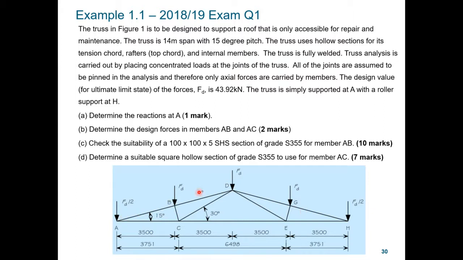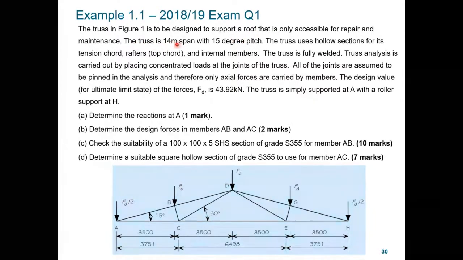On top of this roof, we would have some purlins that would go into the page. And then we have some covering on that roof to keep out the rain, the wind, the cold and so on. So there's nothing allowed to go up on that roof, only access for maintenance. Therefore that's the only load that we would need to design for.